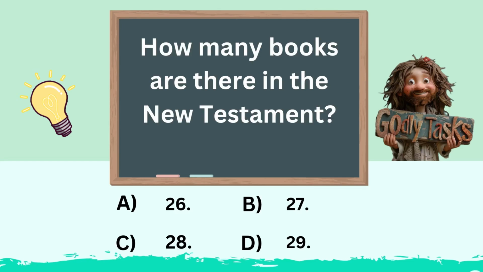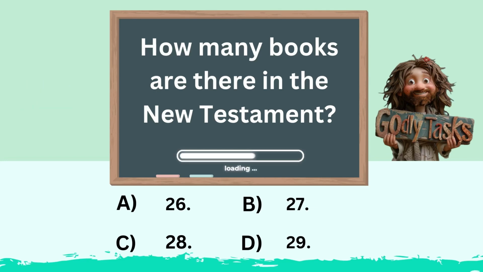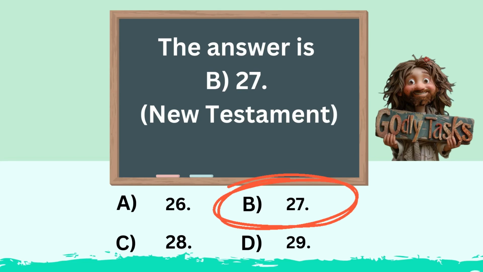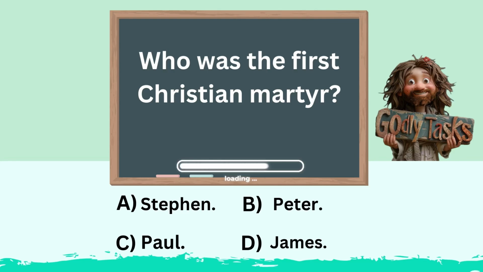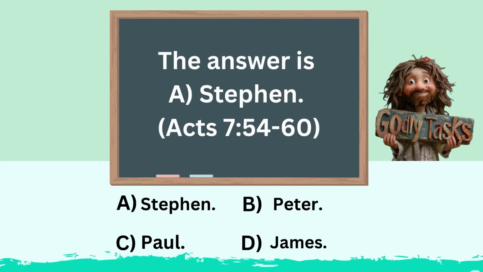Question 16. How many books are there in the New Testament? A. 26. B. 27. C. 28. D. 29. The answer is B. 27, New Testament. Question 17. Who was the first Christian martyr? A. Stephen. B. Peter. C. Paul. D. James. The answer is A. Stephen, Acts 7:54-60.